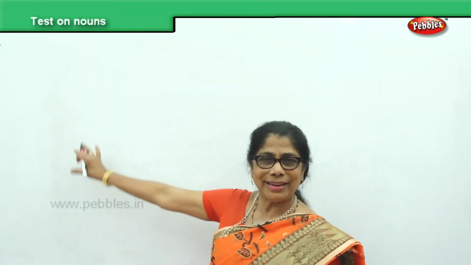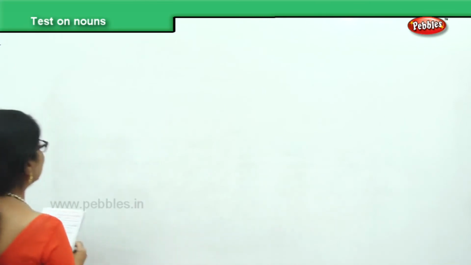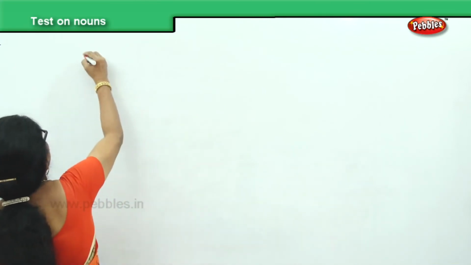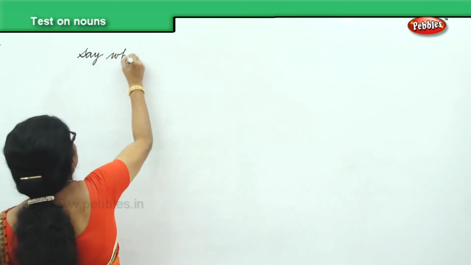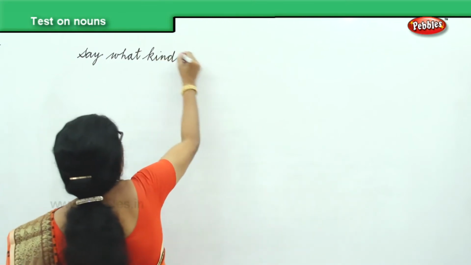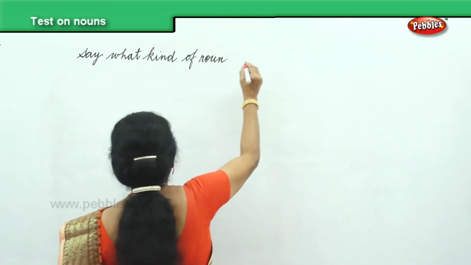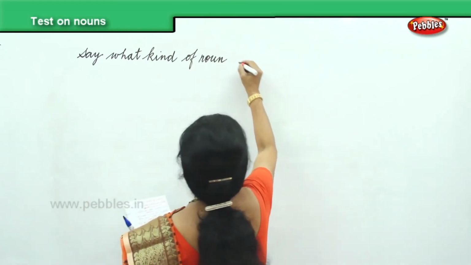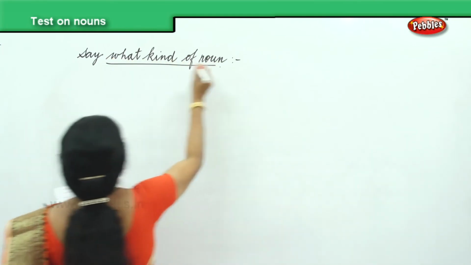Now I am going to write down a few sentences for you, and we are going to pick out whether it's an abstract, common, proper, material, what noun. Okay? Say what kind of noun these are. Say what kind of noun. And that's what we are going to do.